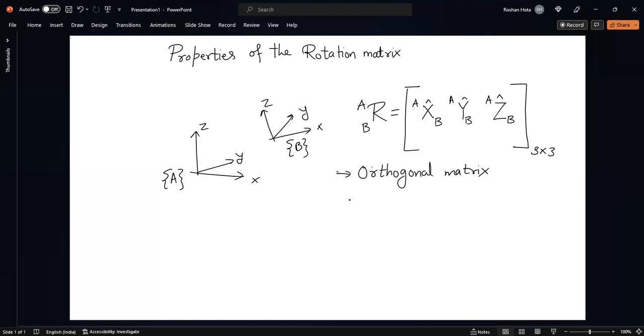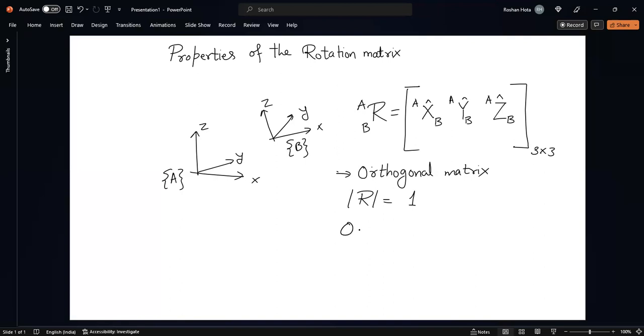The second fact is that the determinant of the rotation matrix is equal to 1. A third fact about rotation matrix is that all rotation matrices are, of course, orthogonal matrix. And in general, these are 3 cross 3 matrices, right? But they also form a group called the orthogonal group.